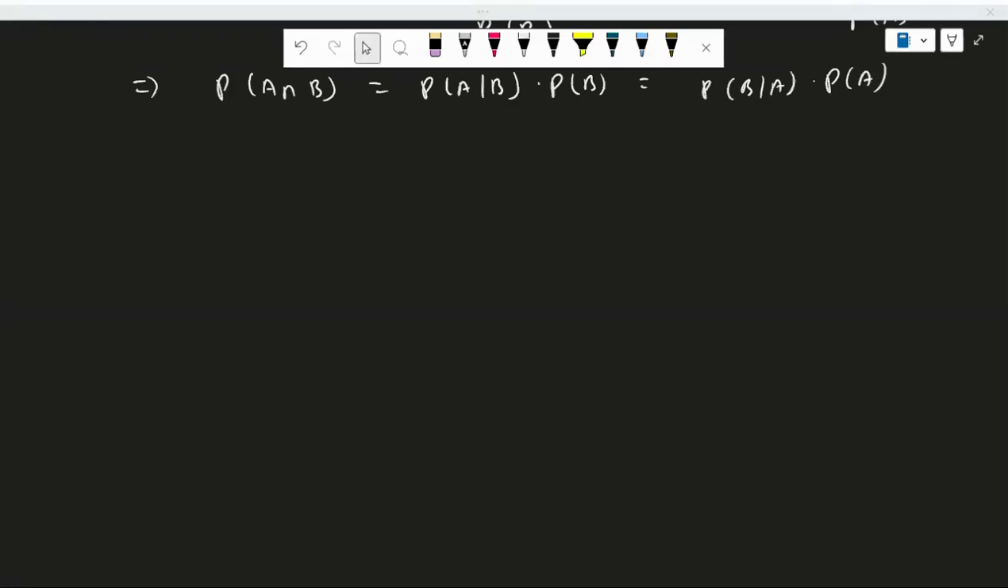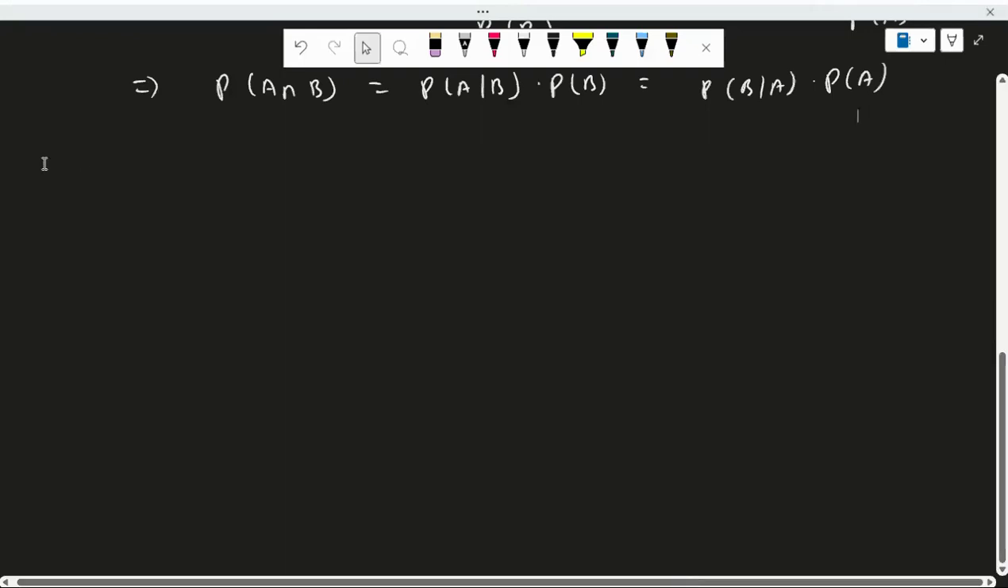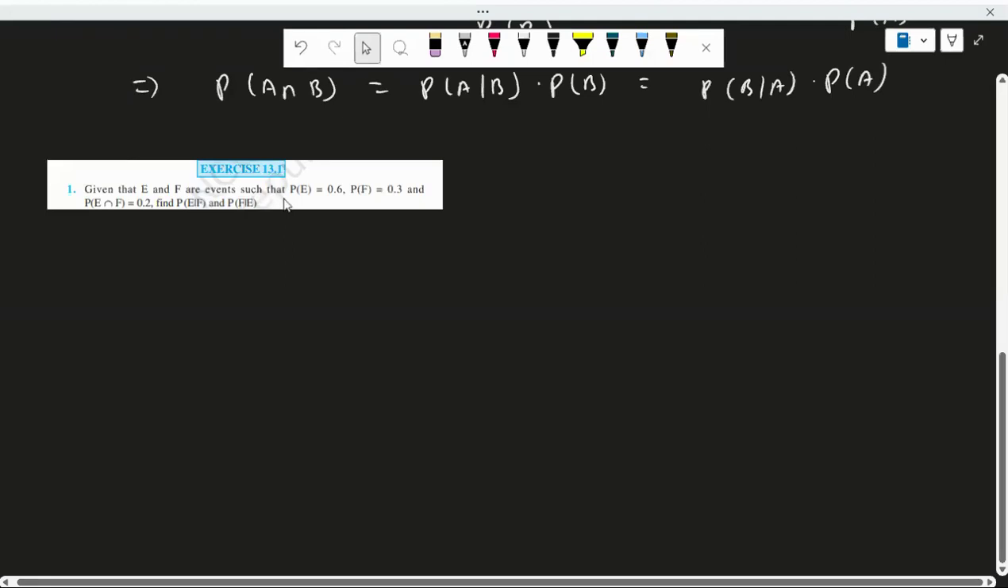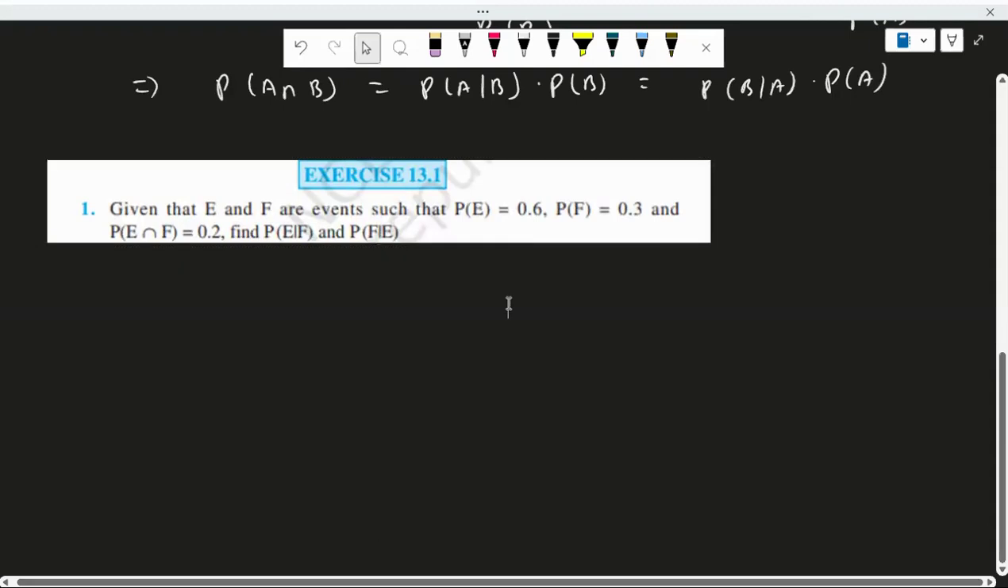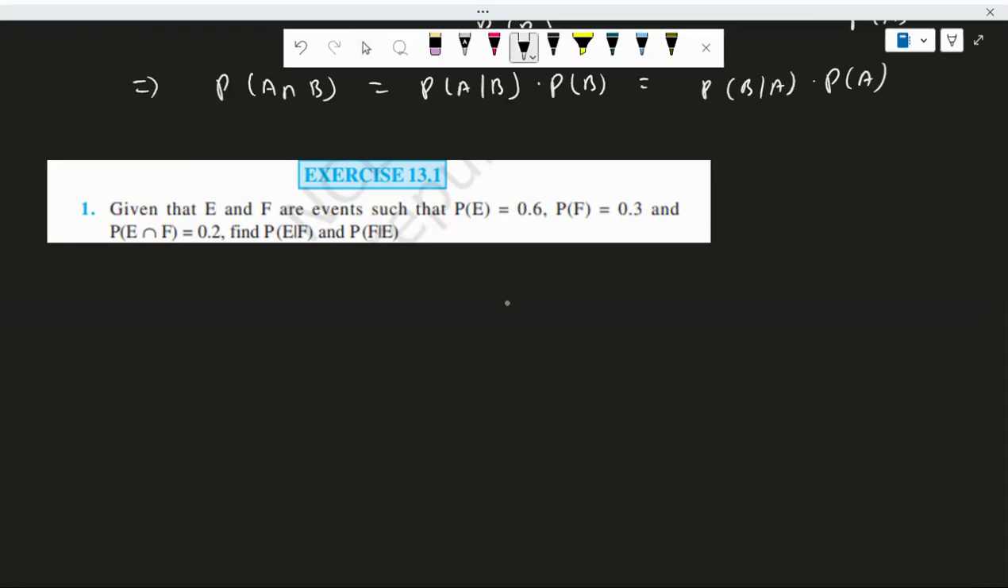First question is, given that E and F are events such that P(E) equals 0.6 and P(F) is 0.3 and P(E intersection F) is 0.2. We have to find P(E over F) and P(F over E). This is the question.